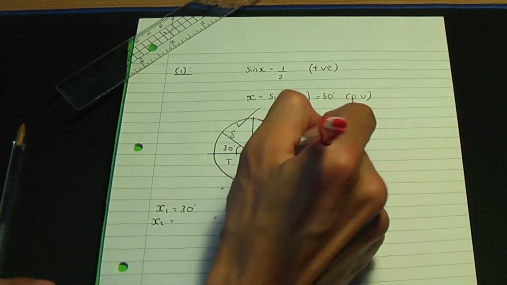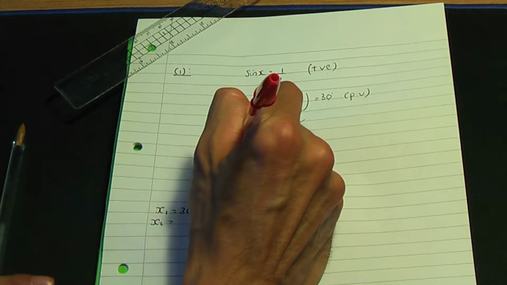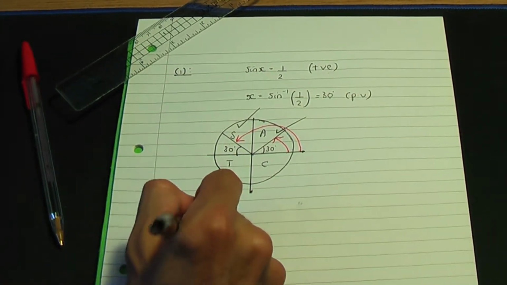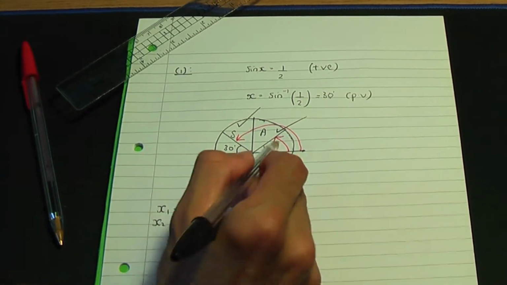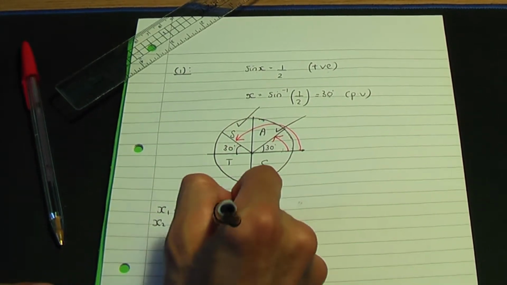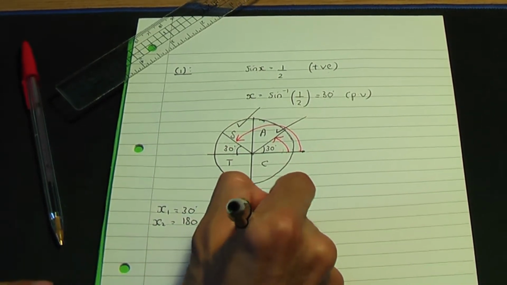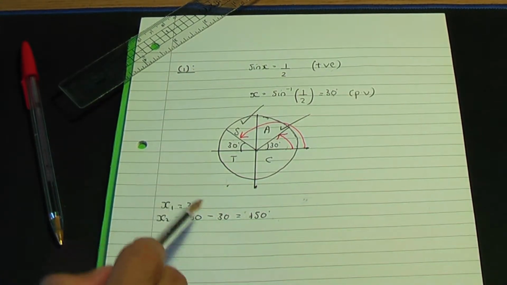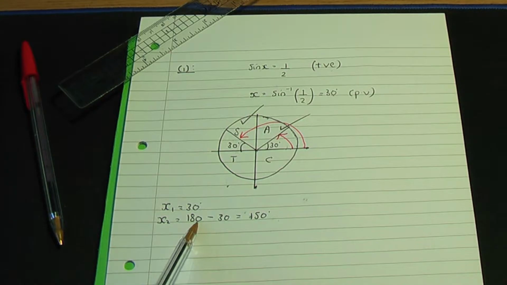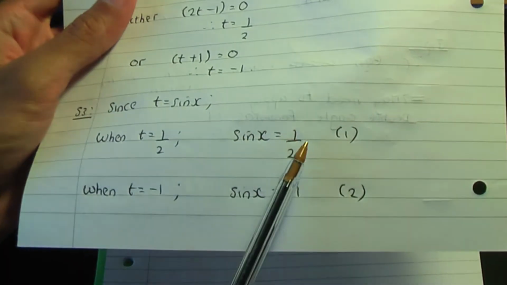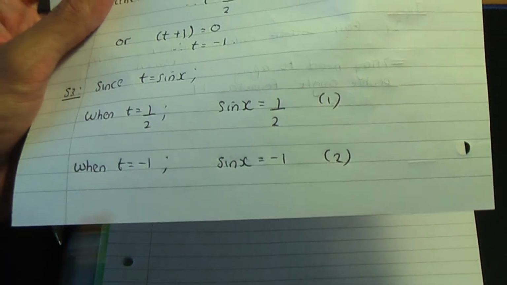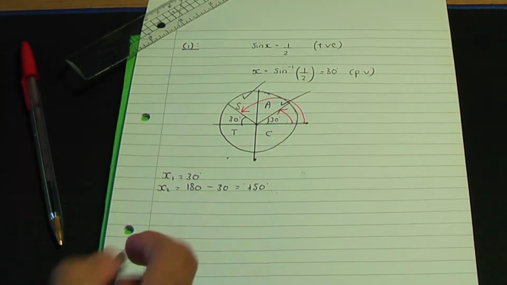The next solution, I'll name that x2. From the initial line until we hit that second line here, that is 180, the angle in a straight line, minus 30 degrees. So that is 150 degrees. All in all, we've got two solutions for equation 1, sine x equals half. But don't forget, we have another equation, number 2, sine x is minus 1. So let's solve that equation.